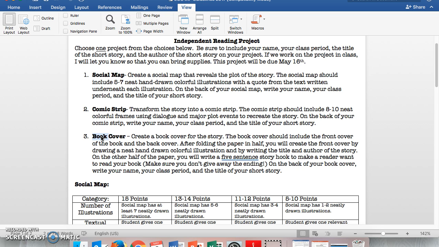On the back of your book cover, make sure that you write your name, your class period, and the title of your short story once again.